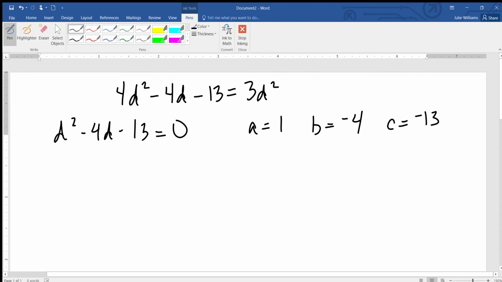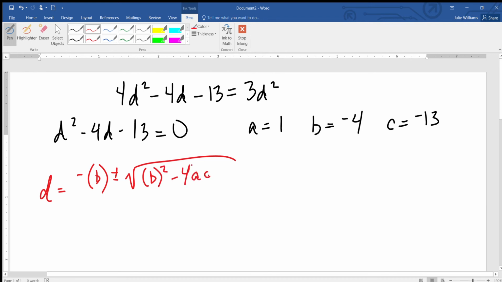I'm going to write the quadratic formula. We're solving for d this time. So d is going to be equal to -b plus or minus the square root of b squared minus 4ac all over 2 times a.